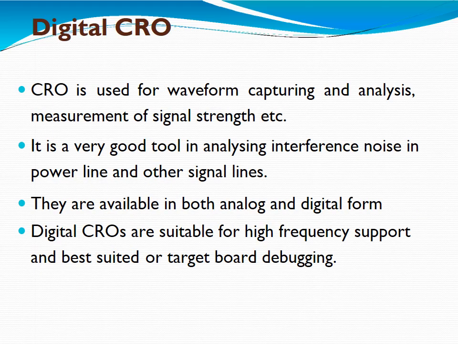The next one is the digital CRO. With a digital CRO we can analyze all the input output signals and pin configurations, and it can detect interference, noise, and power line problems. It is available in both analog and digital form. Generally a CRO gives waveform analysis, so we can predict each and every signal strength, and we can analyze the whole function of an embedded system design.